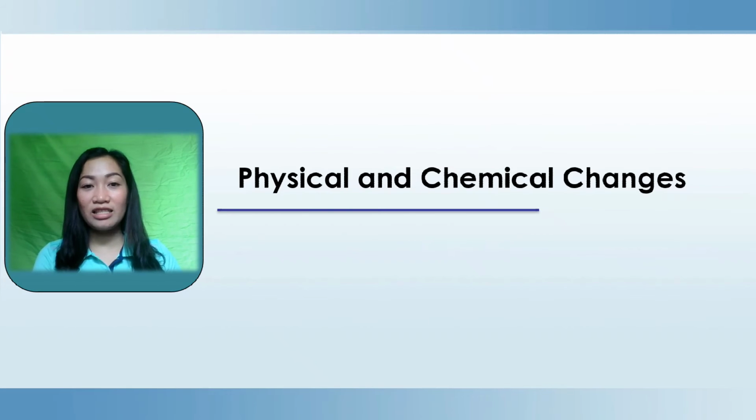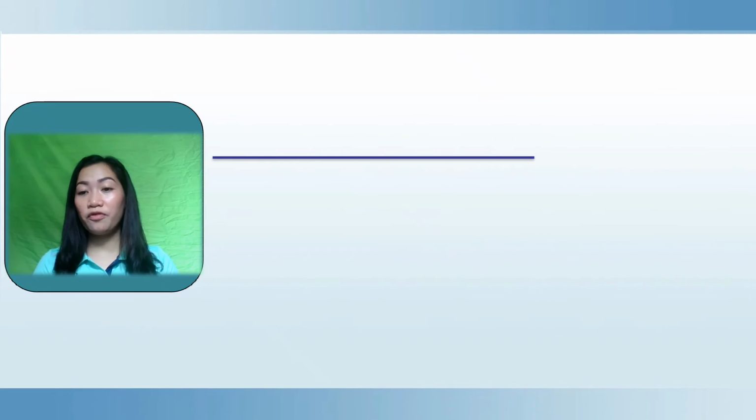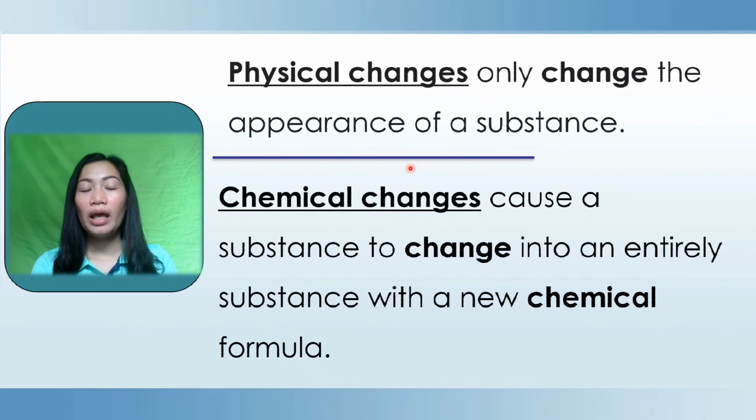Now, let's talk about physical and chemical changes. Let's differentiate first the physical and the chemical change. Physical changes only change the appearance of a substance. Only the appearance will change. But chemical changes cause the substance to change into a new substance. So meaning there are also chemical reactions.